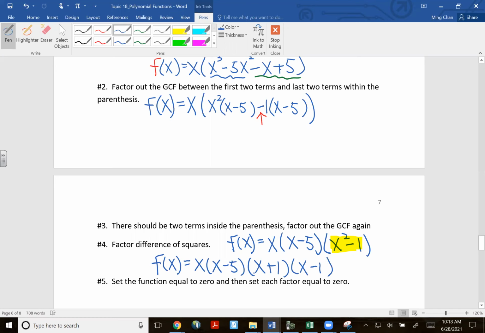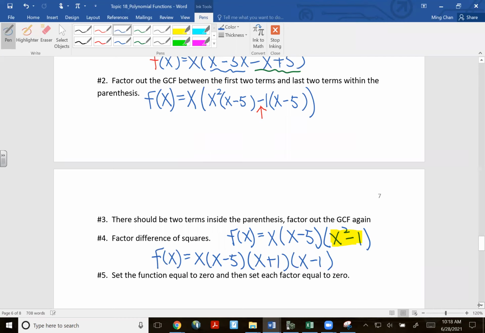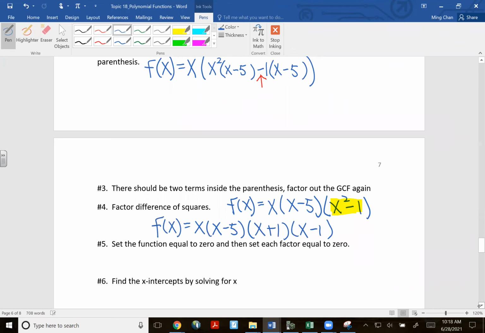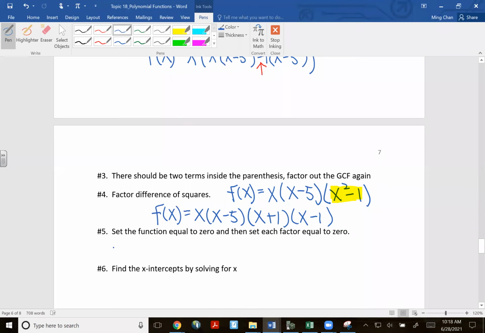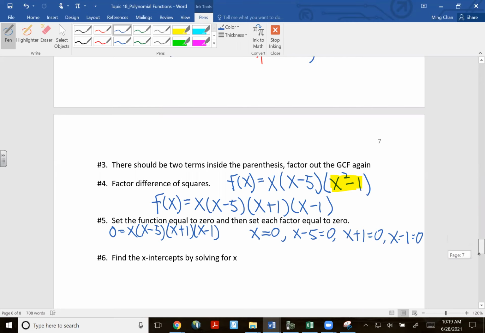Set the function equal to 0 and then set each factor equal to 0. So 0 equals x times x minus 5, x plus 1, x minus 1. Then I'm going to set each factor equal to 0. The greatest common factor x is a factor that contains a variable, so I set it equal to 0. x minus 5 set equal to 0. x plus 1 set equal to 0. And x minus 1 set equal to 0.